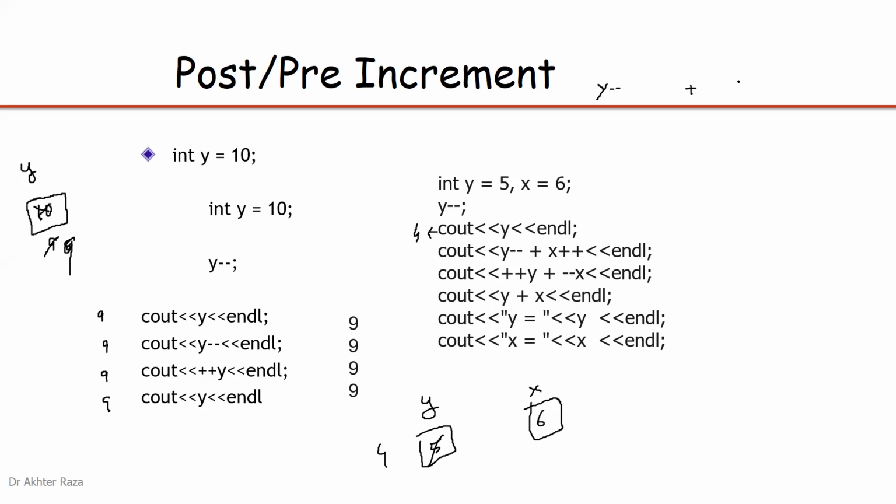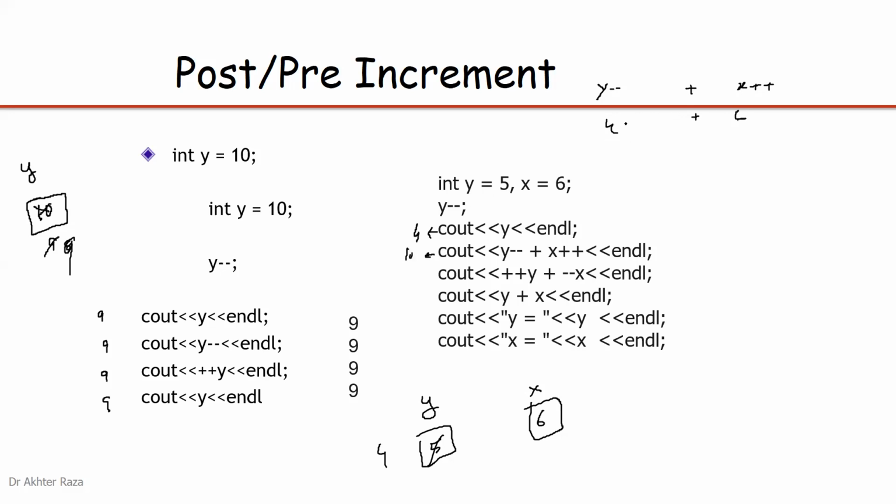It is x plus plus. The value of y will be decreased by 1 and the value of x will be increased by 1, but both of these additions and subtractions will be done after adding the current value of y and the current value of x. The current value of y is 4, the current value of x is 6. So here it will use 4 plus 6. It is 10. 10 will be printed in this output.